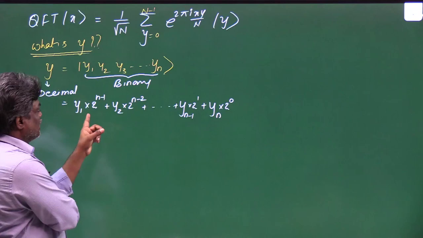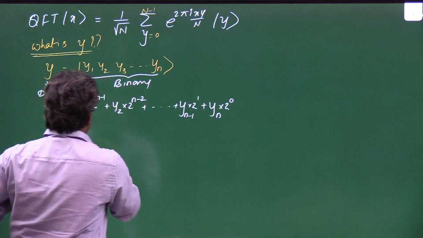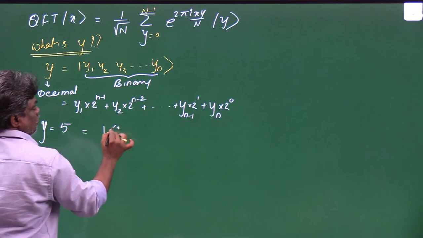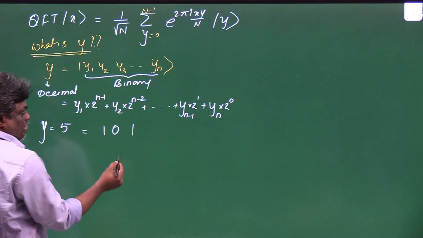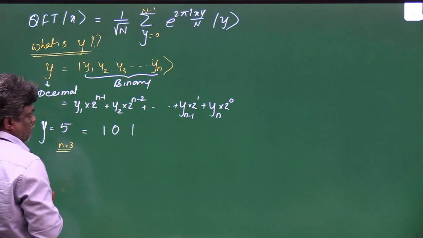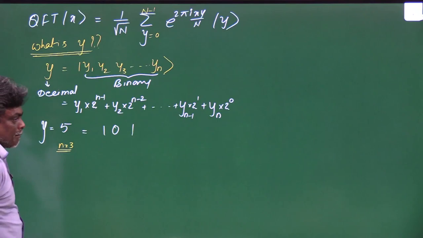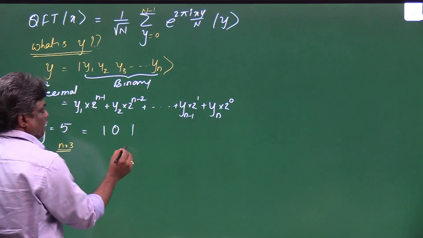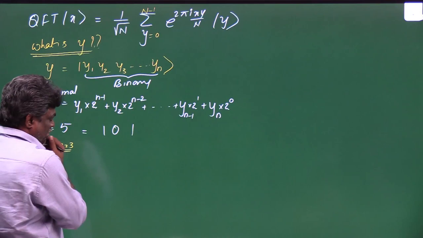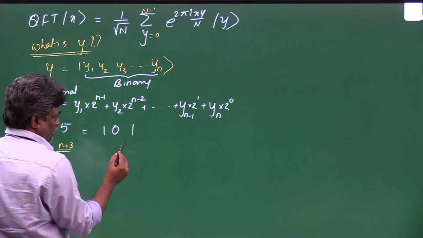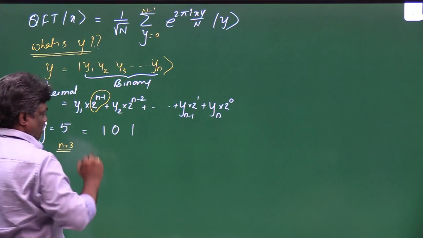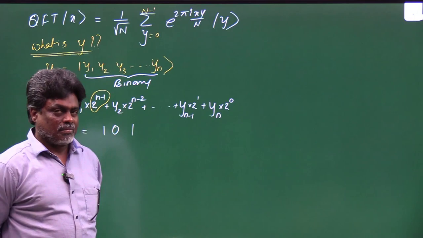No, let us say y is equal to 5. y equal to 5, 3 qubits. Yes. Okay. n is equal to 3, right? So first of all, our mind needs to be very clear. One line above, you wrote y1 into 2 to the power of n minus 1 plus y2 into 2 to the power of n minus 2. So the highest power you wrote is always n minus 1, and it will never be 2 to the power of n. For people like me, those small things really take a lot of time.